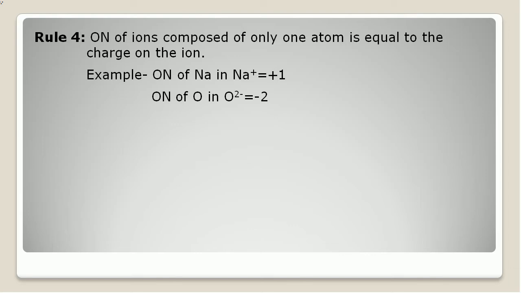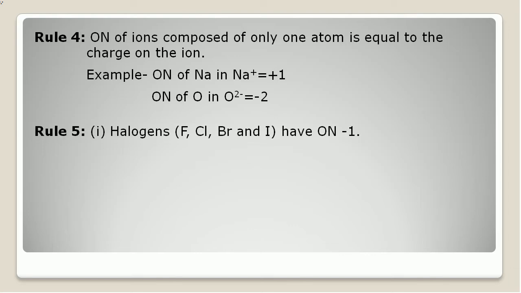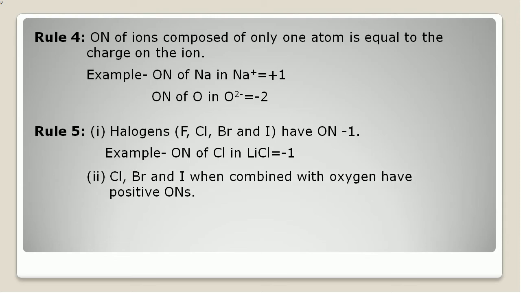Next, let us go to rule number 5. It says that halogens have oxidation number -1. For example, the oxidation number of chlorine in lithium chloride is -1. But again, when chlorine, bromine and iodine combine with oxygen, then the oxidation number is always positive. For example, the oxidation number of chlorine in HOCl is +1.